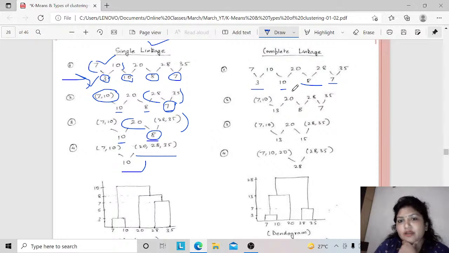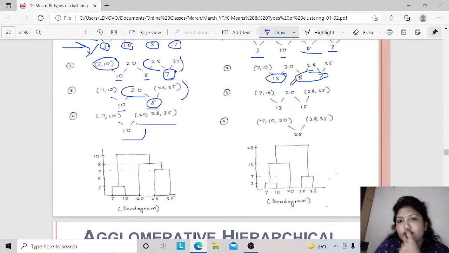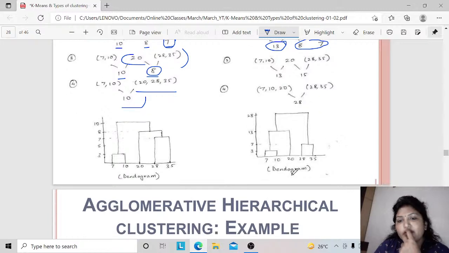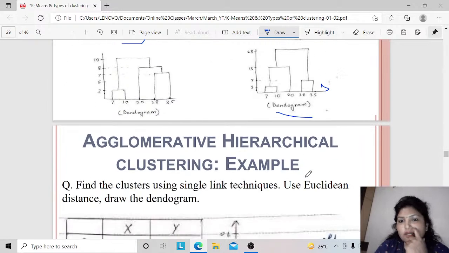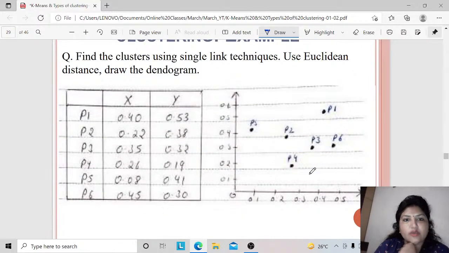That would be 13, right? It is the nearest points, that's why we have taken it as 13. Now let us combine it with the maximum distance, like 15. So again it would be 15, 13 and 15. So you have combined this 20 with this part, and then you take the dendrogram out of it: that is 7, 10, then you combine it with 20, 28 and 35, you take it as 15, and then you combine it for the last cluster. So this is how you are going to find that part.